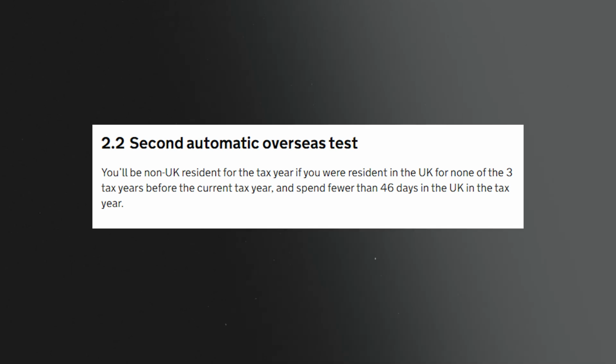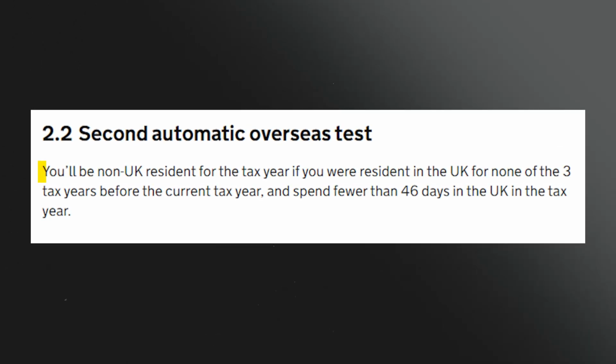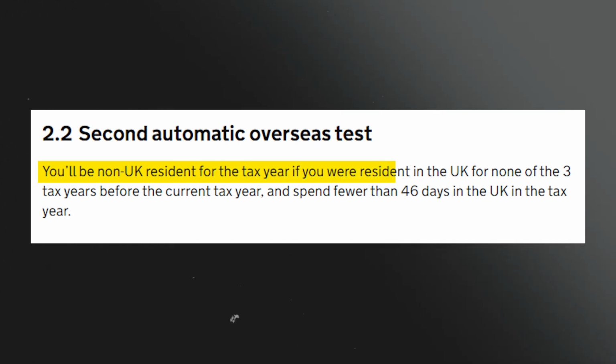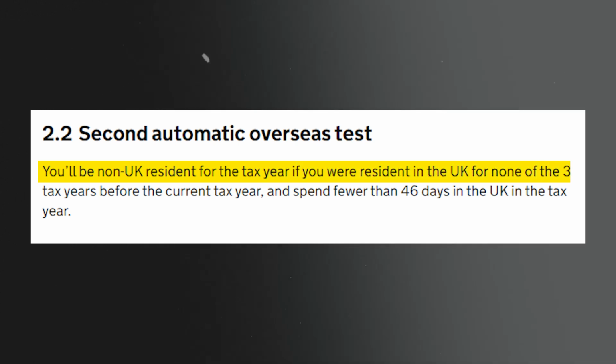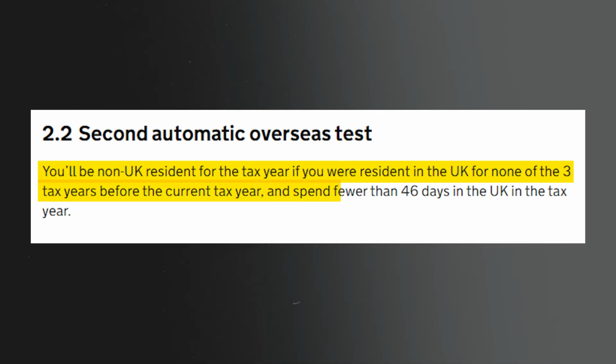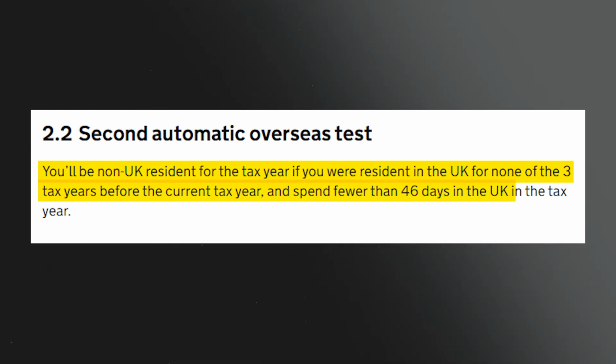The second automatic overseas test says that you'll be a non-UK resident in the tax year if you are a resident of the UK for one or more of the 3 tax years before the current tax year, and you spend fewer than 46 days in the UK in the tax year.